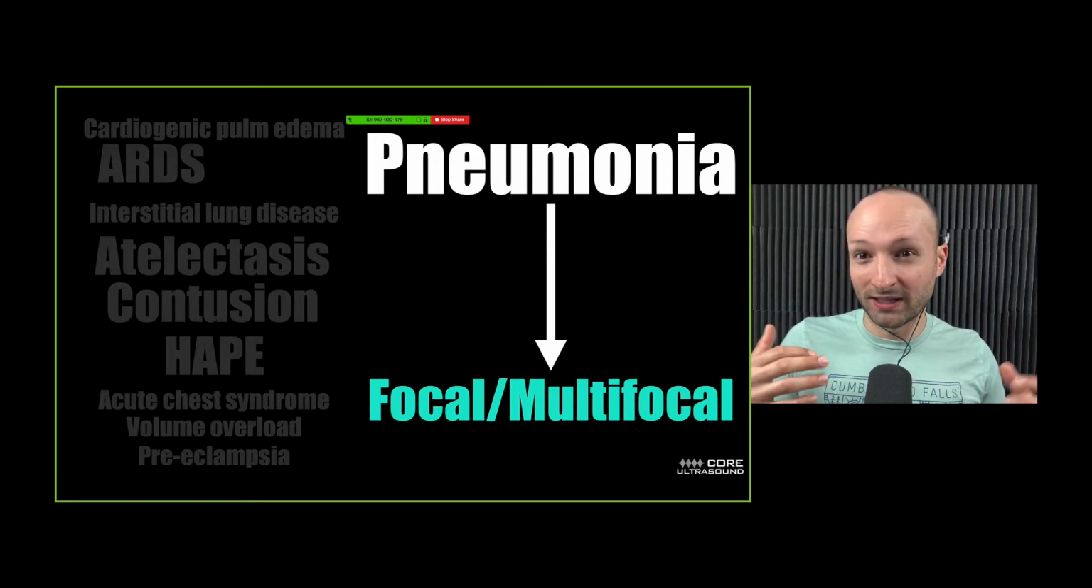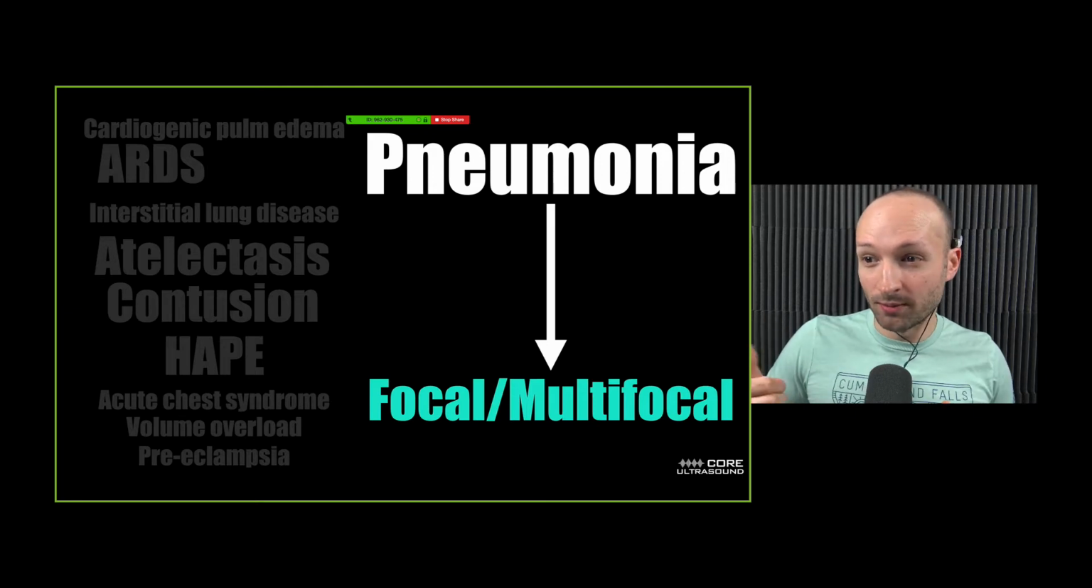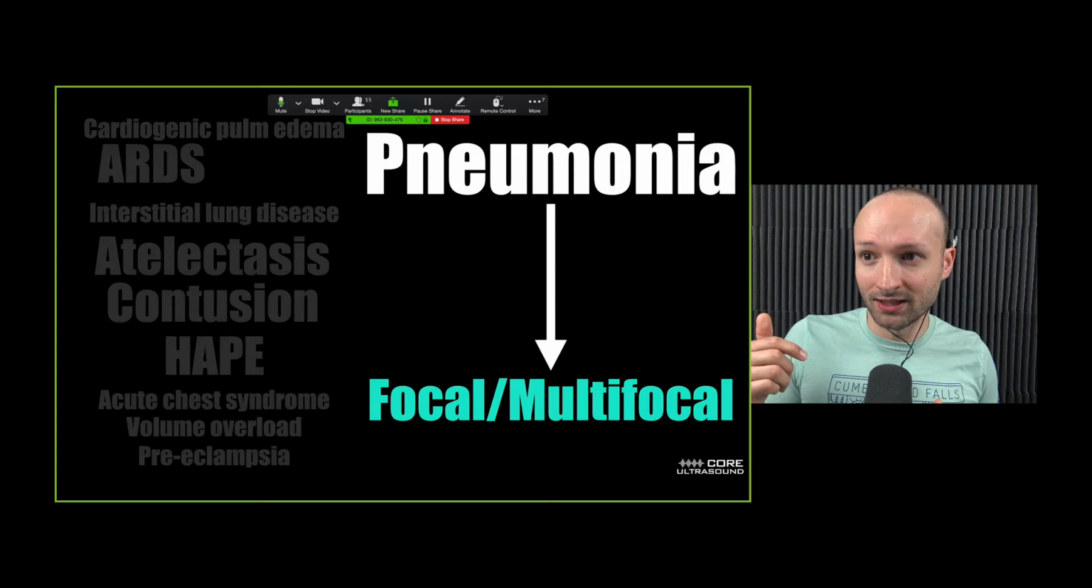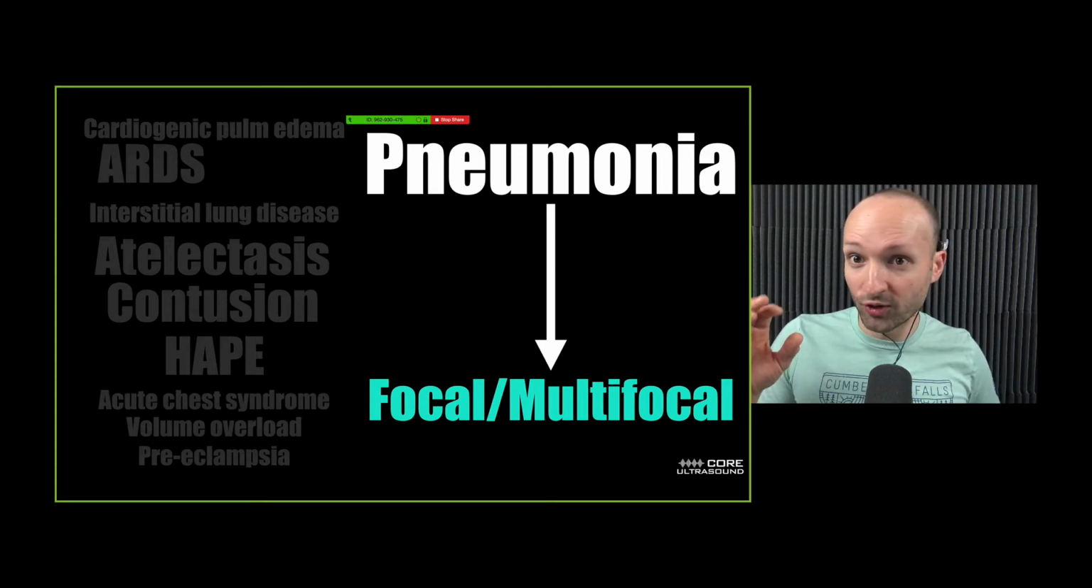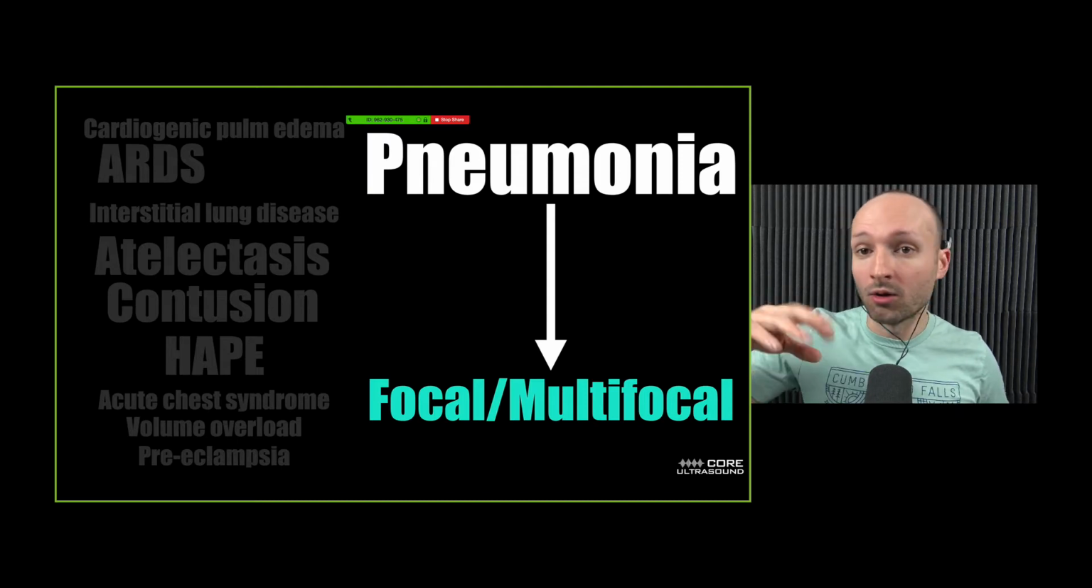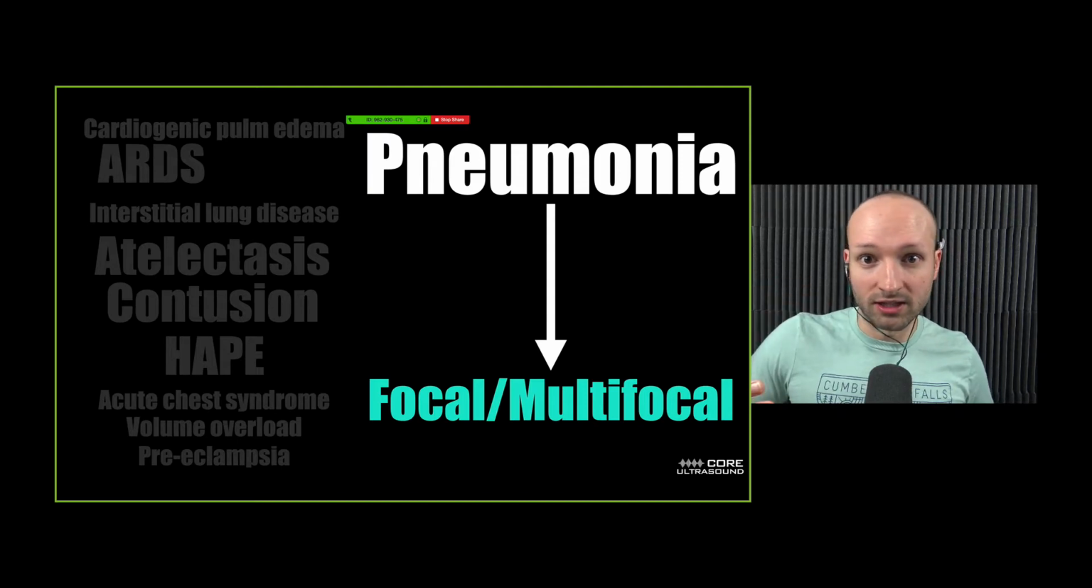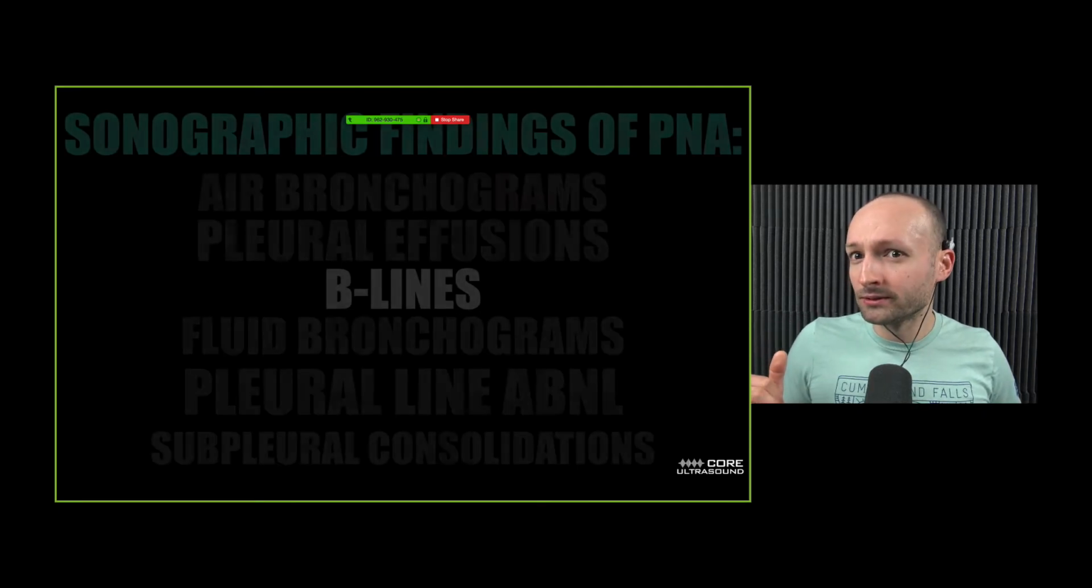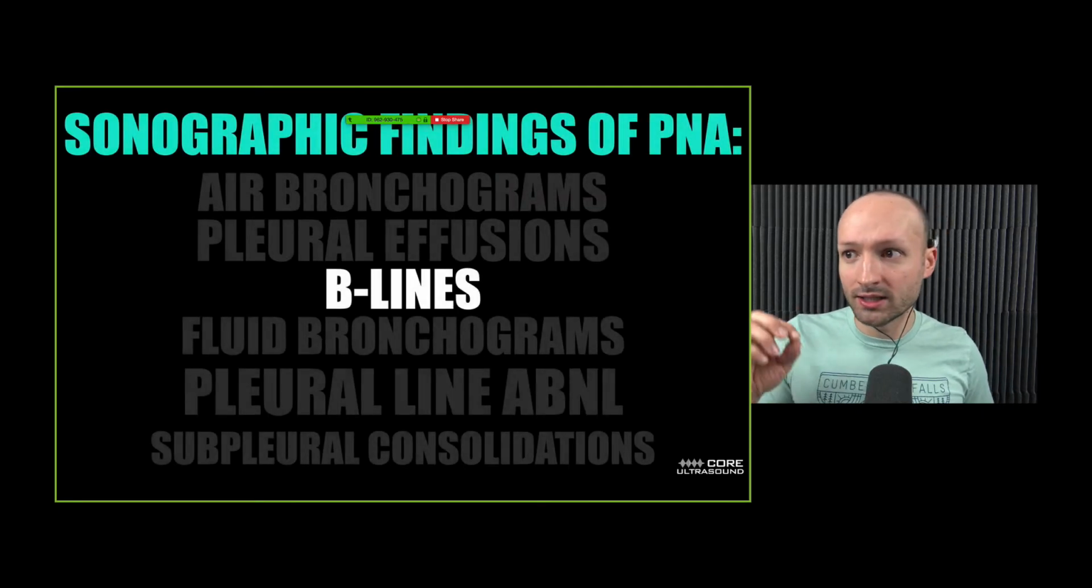Diffuse is more likely to be something like acute chest syndrome, or sorry, HAPE, high altitude pulmonary edema. You'll see it in cardiogenic pulmonary edema as well. So for pneumonia and B-lines, that's more focal, so just in one area of the lung, or multifocal, a bunch of different areas of the lung. All right, so that was B-lines.